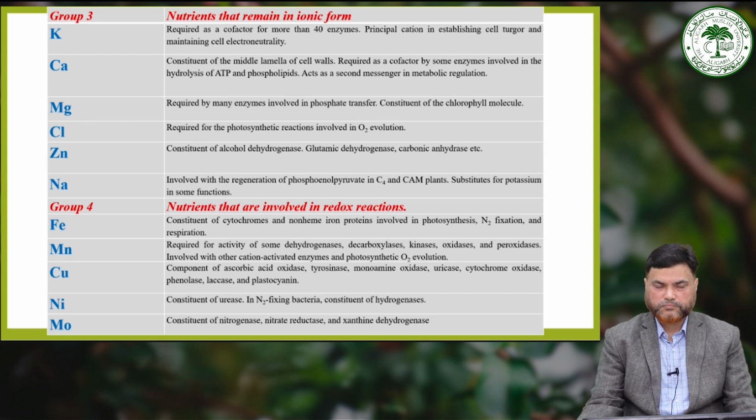The other element that comes under group 4 is nickel, which is a constituent of urease and hydrogenase involved in nitrogen fixing bacteria and plays an essential role in the metabolism of nitrogen. The last element that comes in group 4 is molybdenum, which is a constituent of various enzymes such as nitrogenase, nitrate reductase and xanthine dehydrogenase. These enzymes are involved in crucial redox reactions including nitrogen fixation and nitrogen metabolism.